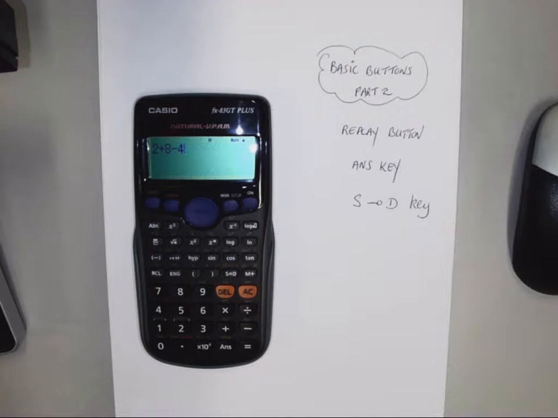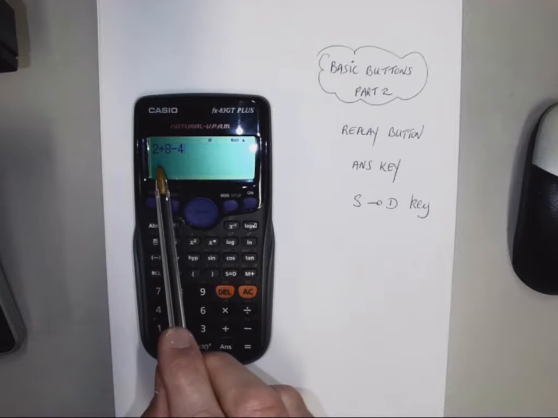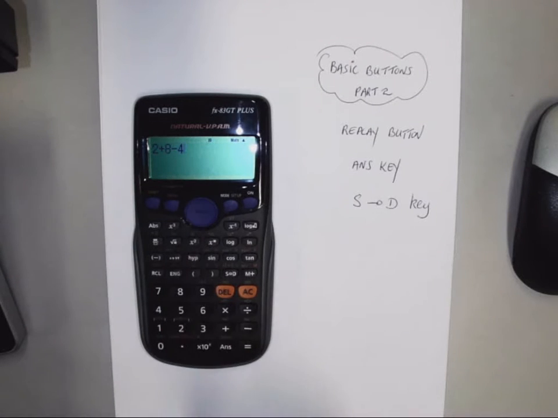Basic buttons part 2. The first one up is the replay button. On the screen you will see I have a sum: 2 plus 8 take away 4. I press equals. 2 and 8 is 10, take away 4, my answer should be 6. Up comes 6 when I press the equals button.